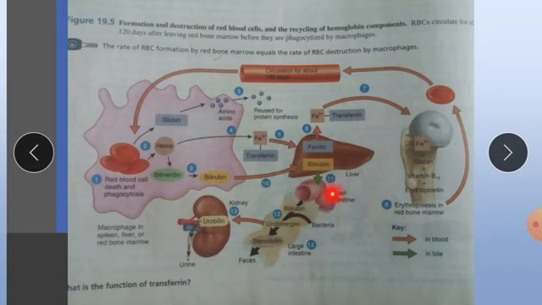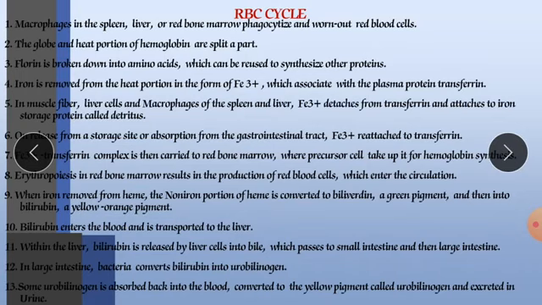And in the large intestine, bacteria are available. These bacteria are responsible for the conversion of that bilirubin into urobilinogen. This urobilinogen is going to be developed. So within the liver, bilirubin is released by the liver into the bile, which passes into the small as well as the large intestine. In the large intestine the bacteria convert that bilirubin into urobilinogen.